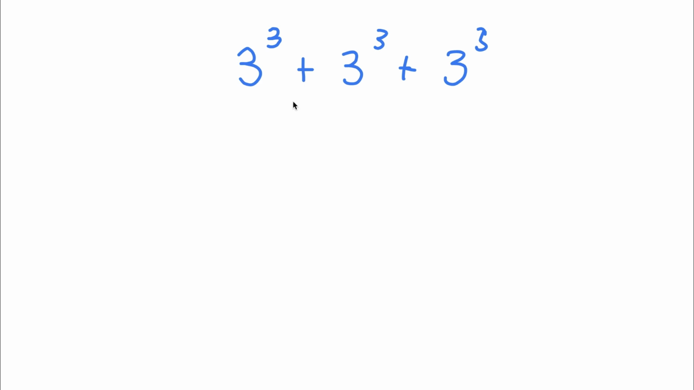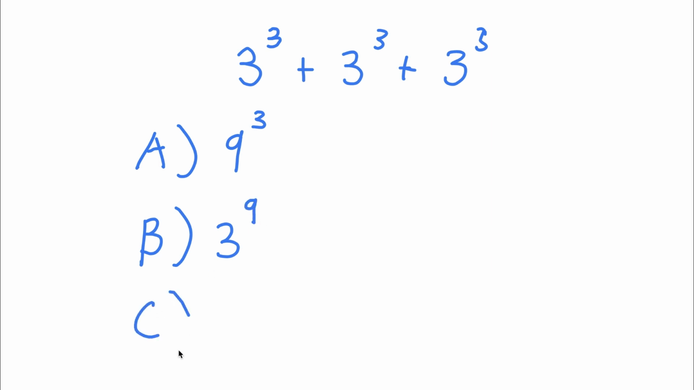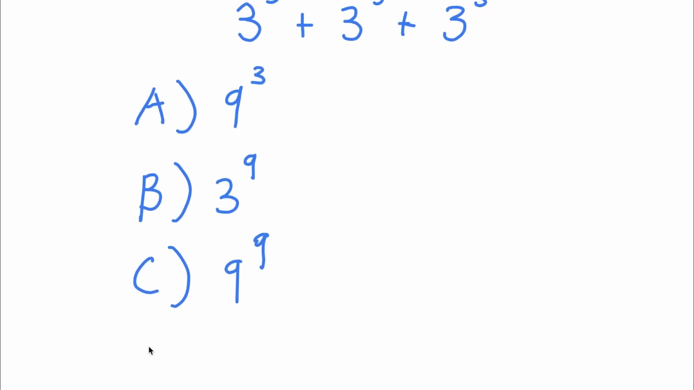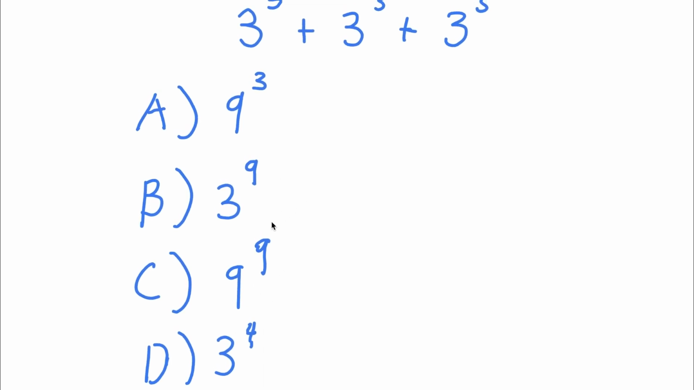Alright, so in this problem, I have 3 to the power of 3 plus 3 to the power of 3 plus 3 to the power of 3. And I actually have 4 answer choices for this problem. For answer choice A, I have 9 to the power of 3. For answer choice B, I have 3 to the power of 9. For answer choice C, I have 9 to the power of 9. And for answer choice D, I have 3 to the power of 4. So I want to figure out which one of these answer choices is right.